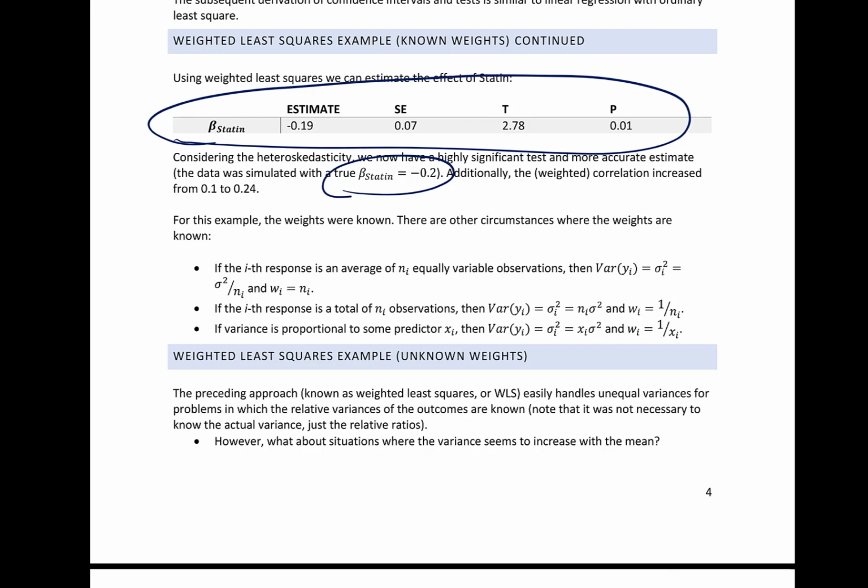So for this particular example, the weights were known. And there will be cases, like this one, that using some of that domain knowledge or knowledge about the data will indicate to us what a reasonable weight should be. And there are other circumstances where the weights are going to be known. And so here we have a couple examples of what that might be. So for example, if the ith response is an average of equally variable observations, then you could use a weight just like we did with this example. If it's a total of n observations, in other words, you're going the opposite from how you would go in an average, you would have 1 over Ni as the weight. And then if the variance is proportional to some predictor xi, then you could use that as a weight as well.